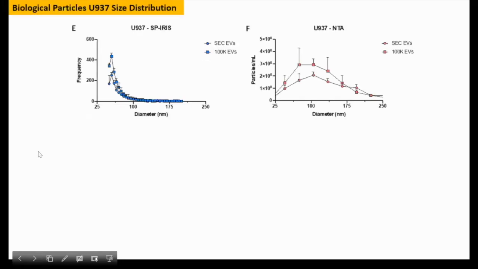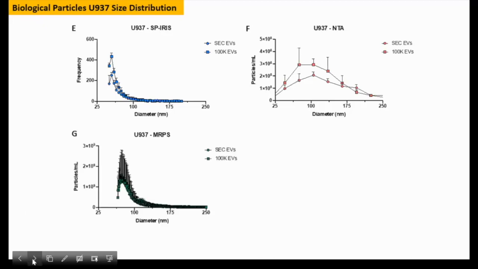So for U937, for U937 derived material, similar patterns were observed with SPIRS and NTA, detecting more particles at smaller diameter from the 100K EVs compared to the SEC EVs, but again, with similar particle size distribution. And MRPS, which is in the bottom left panel, produces equivalent particle size distribution and particle number between the two enrichment techniques.